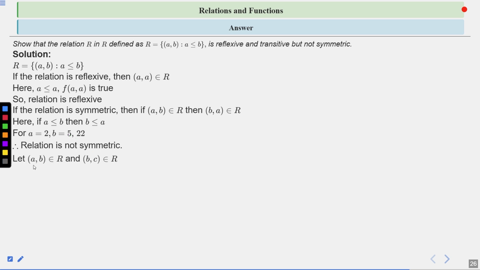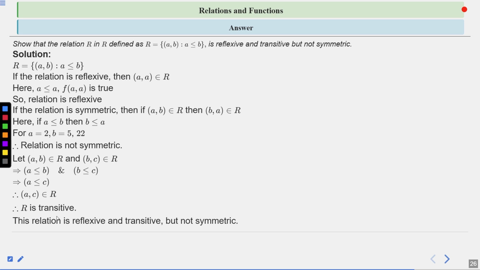Now for transitivity, start with two pairs belonging to R. From the first pair we have the condition a is less than or equal to b, and from the second we have the condition b is less than or equal to c. So we can easily conclude that a is less than or equal to c. So the pair (a, c) belongs to R. Therefore R is transitive. So what we have shown is the given relation is reflexive, transitive, but not symmetric. We have seen counter examples. Clear?